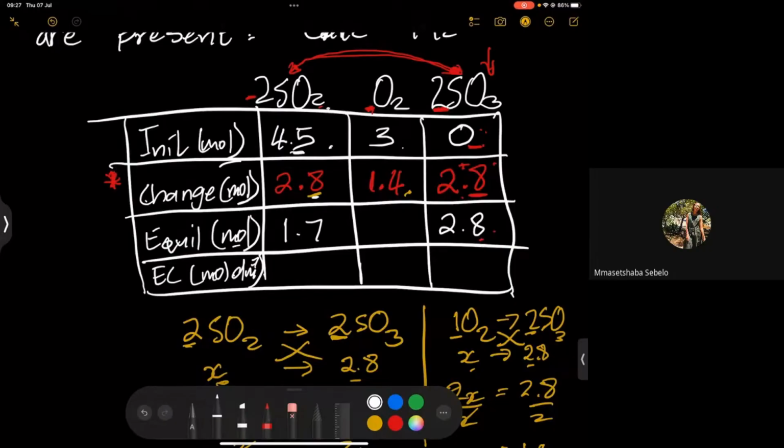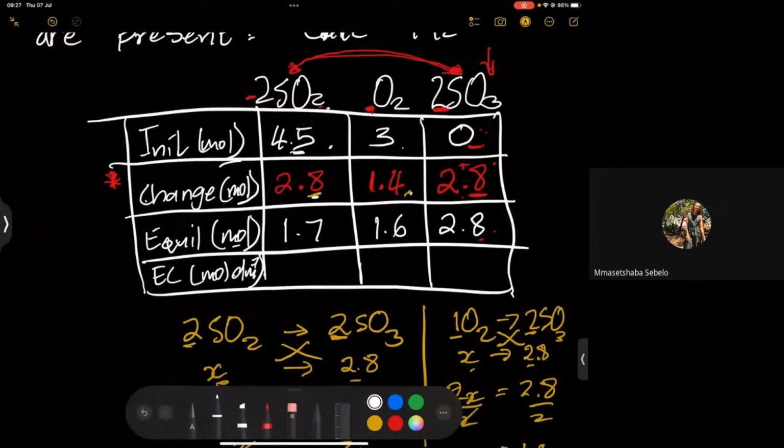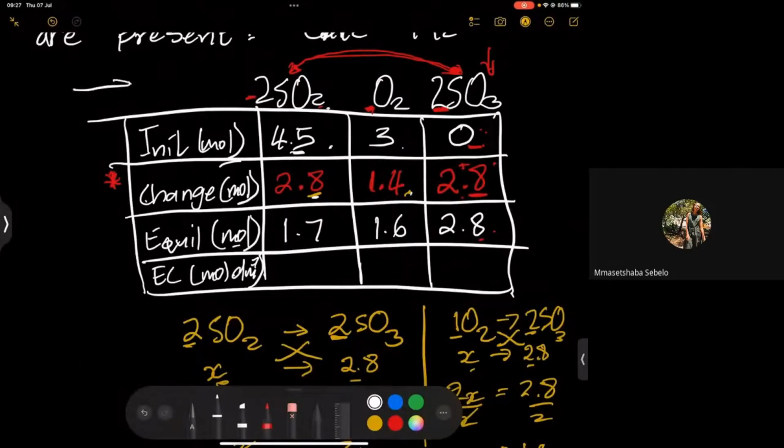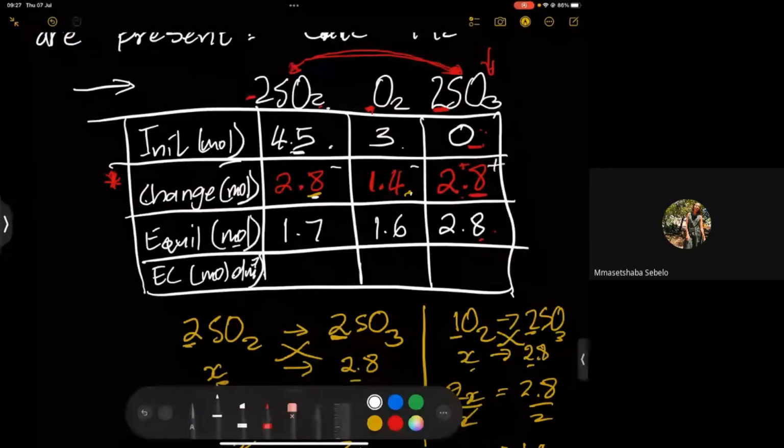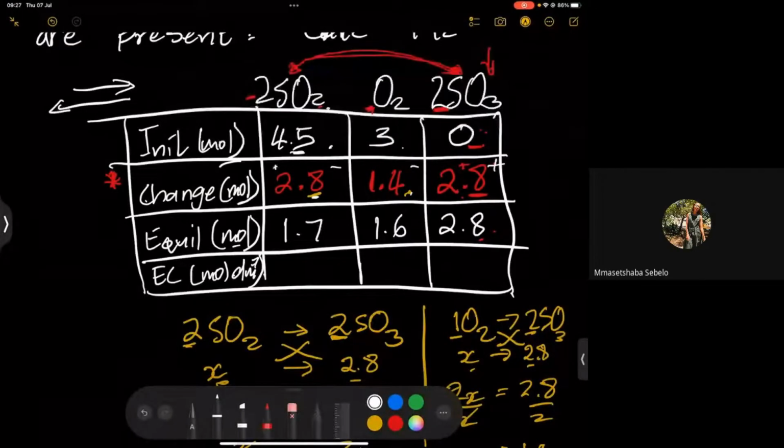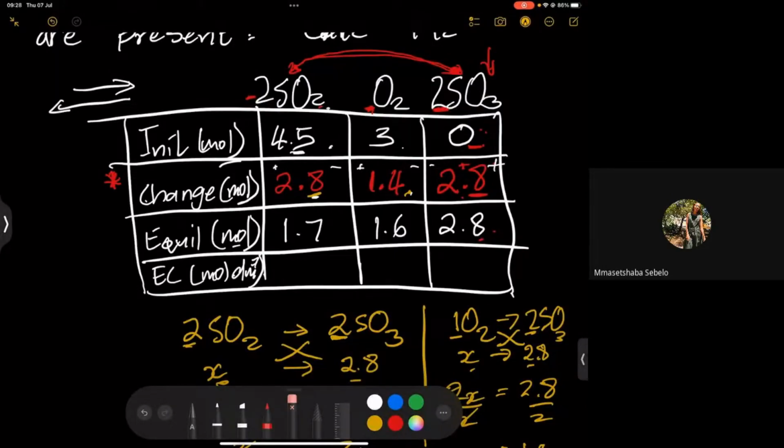I started with 3. I use 1.4, right? And what will I have at equilibrium? Remember, it is a reactant as well. So how much will I have? It will be 1.6. Okay, does that make sense to everyone? So because it's the forward reaction that occurred, it means these reactants would decrease, and this product will increase. But if it was the reverse reaction occurring, then the reactants would increase and the product would decrease. Okay. Please keep that in mind.